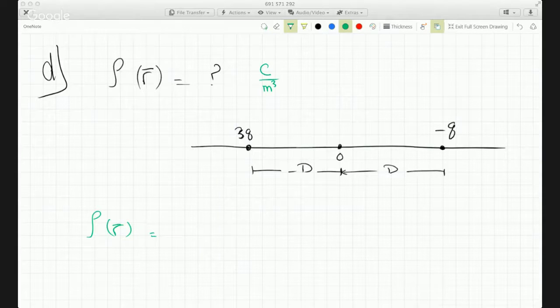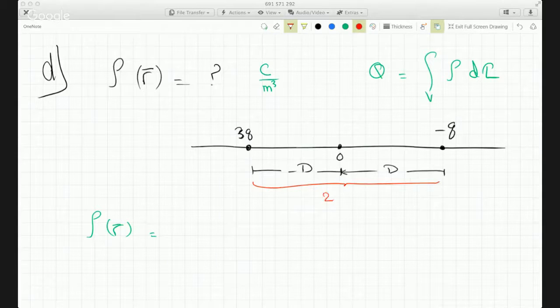Such that when you integrate the rho, you would get the total charge enclosed in the volume, because you know that Q in whatever volume you consider will be equal to the integral over that volume of rho d tau, right? So what would your rho of r here be? Well, first of all, you need to take a sphere here, yeah? Your volume will be a sphere of radius... well, this whole thing is 2d, so your radius would be d, right?